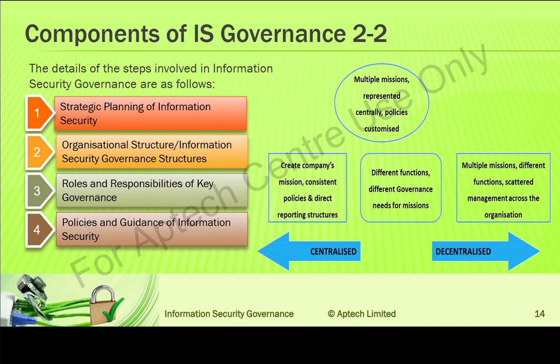Centralized is when a particular company has a single goal, a single mission. Whereas decentralized is multiple missions, multiple goals. Only one company has multiple goals, multiple work functions, like different services the business provides. That's where you have decentralized. And you have different executives doing those tasks. Different functions need different governance for each mission and each function. So these are the components of information security governance.